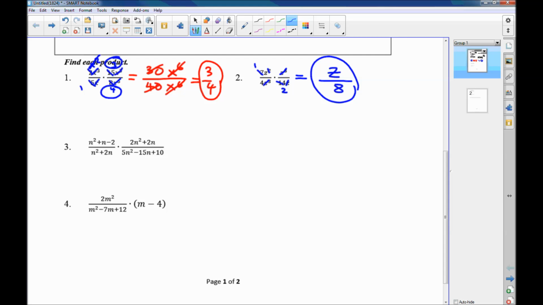All right. When we have trinomials and binomials, it all works the same. We're just going to try to factor everything so we can see what could cancel out.